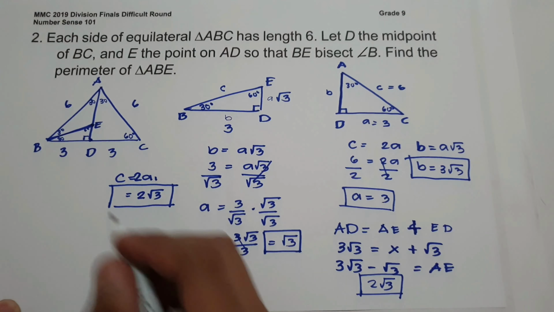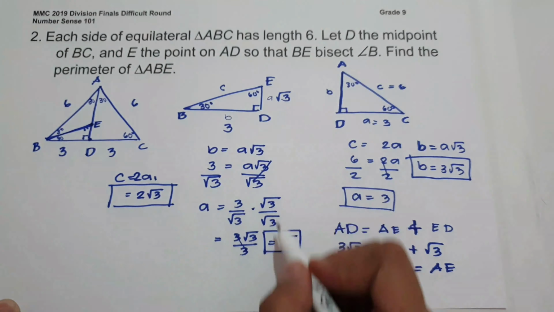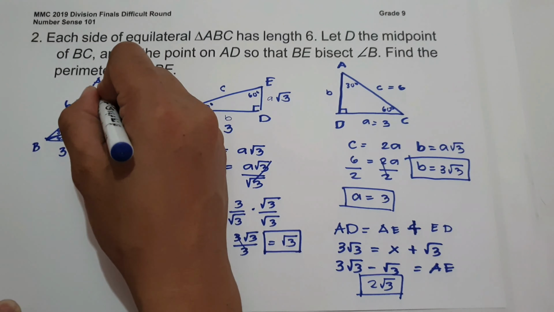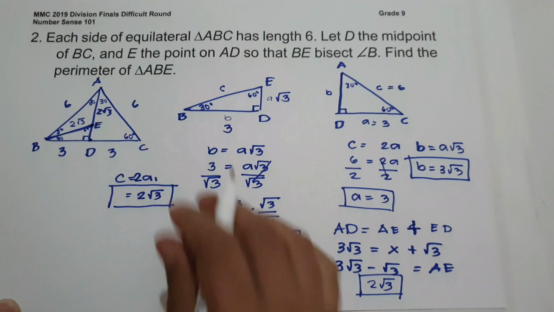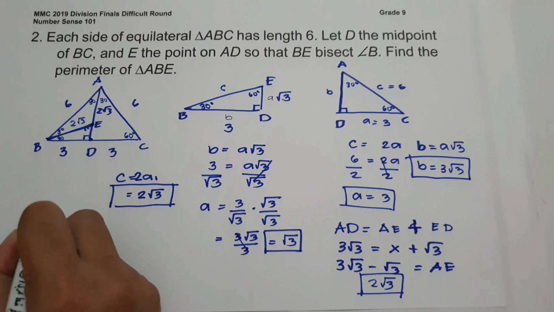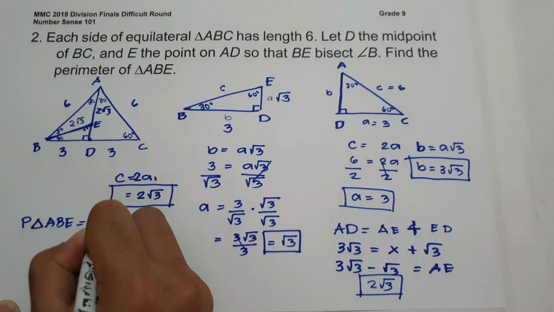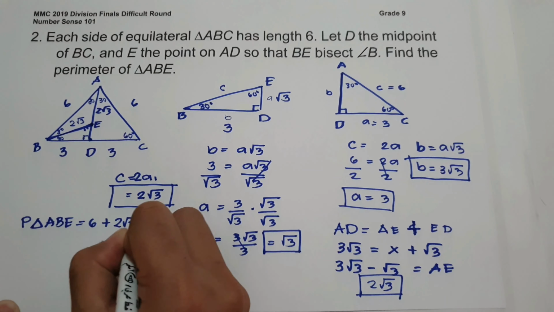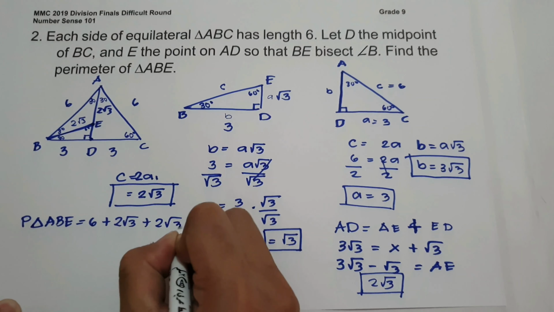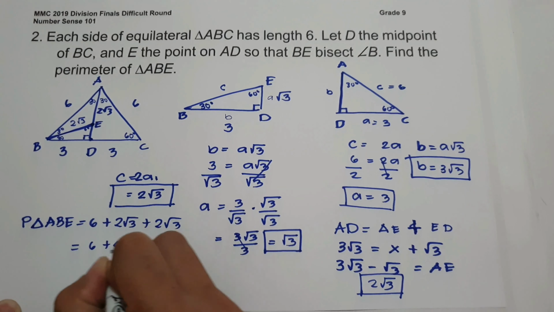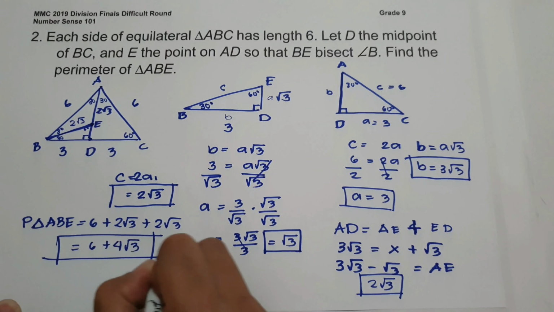So let us have now, so this side, that is 2 square root of 3, and this side, that is 2 square root of 3. So the perimeter of triangle ABE, that is 6 plus 2 square root of 3 plus 2 square root of 3, that is 6 plus 4 square root of 3. So this will be our answer.